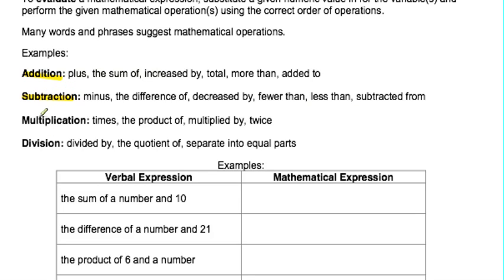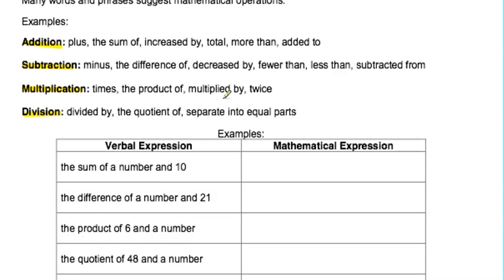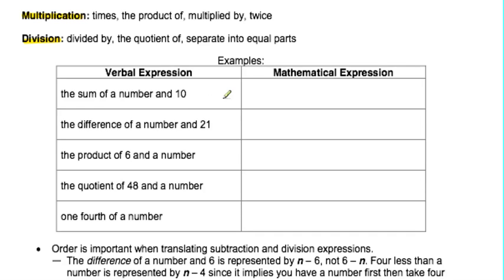Times, the product of, multiply by, twice, all tell us about multiplication. And divided by, quotient of, separated into equal parts, half, things like that tell us about division. So let's see if we can understand what these verbal expressions mean.